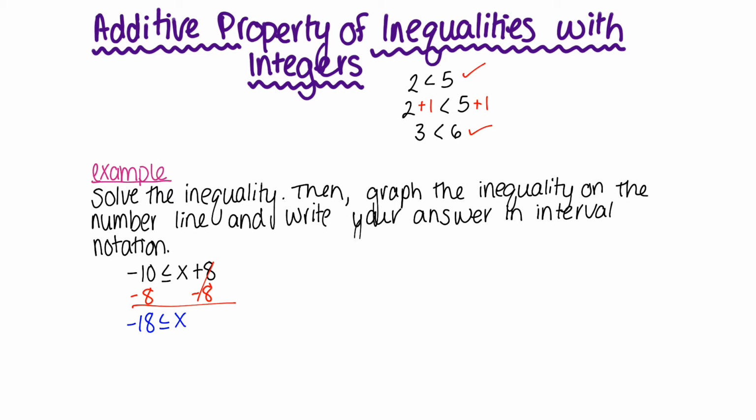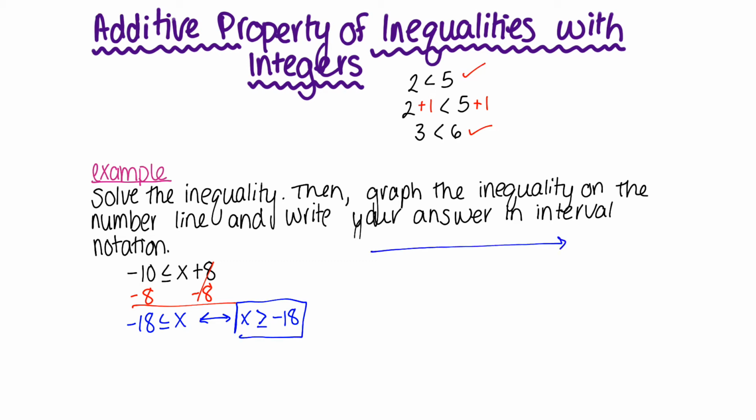Now, oftentimes we don't like to see the inequality with the x on the right-hand side. We want to see it with the x on the left-hand side. To rewrite your inequality, notice that the big side of the inequality is towards the x and the pointy side is towards the negative 18. We want the pointy side to stay pointing in the same direction. So if it points towards the negative 18 here, when you rewrite it with the x on the left, it should still point to the negative 18. This is the answer that ALEKS is going to want you to give.